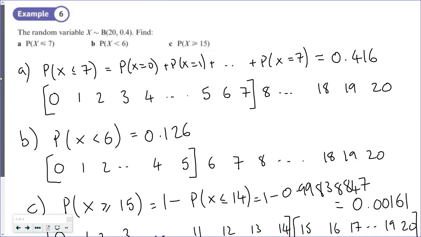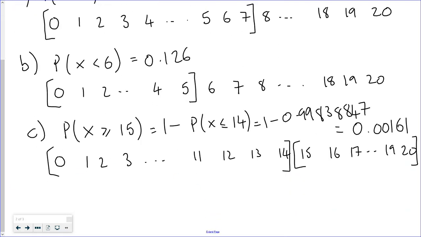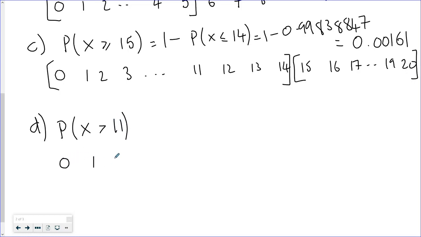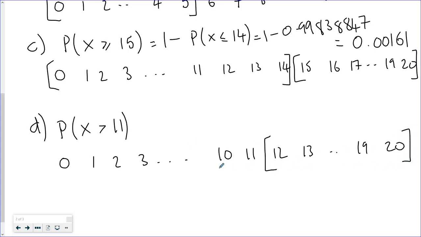Now I'm going to actually look at one extra example just because I want to make sure that you understand this concept here. Let's suppose we wanted the probability of x being greater than 11. Well, if we wanted that, let's draw out the x values. So we want x being strictly greater than 11. So that means that we want 12 or more, so 12 up to 20.